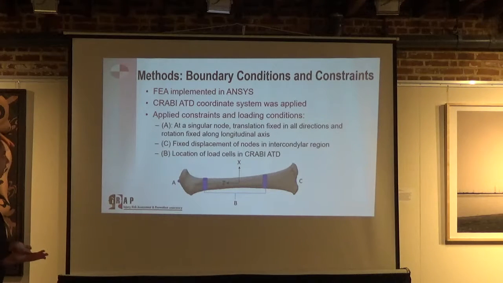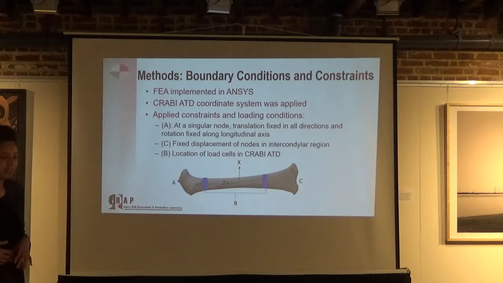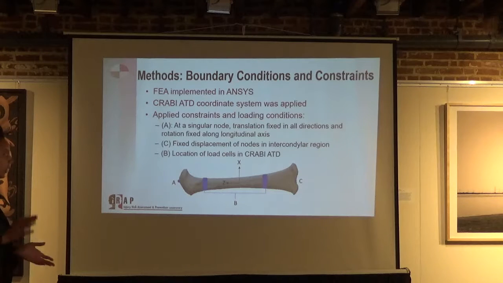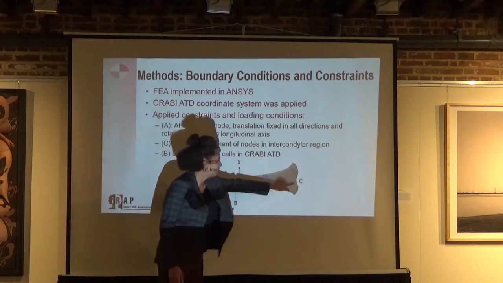This was then exported to ANSYS to be evaluated for finite element analysis, where first we applied the Crabby ATD coordinate system to be able to correspond to those load cells of the ATD femur assembly. The constraints applied were that at the proximal end of the femur up here, a singular node was fixed for translation in all directions, and the rotation was fixed along the longitudinal axis.